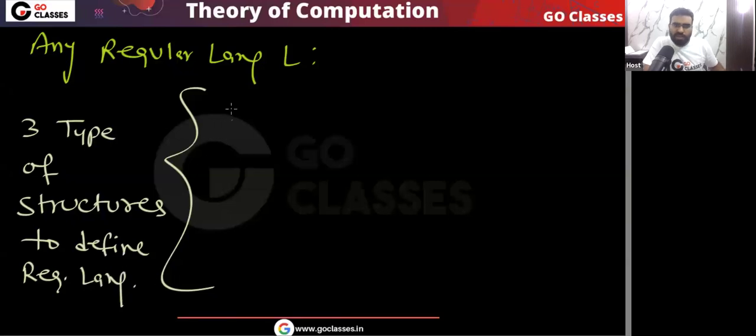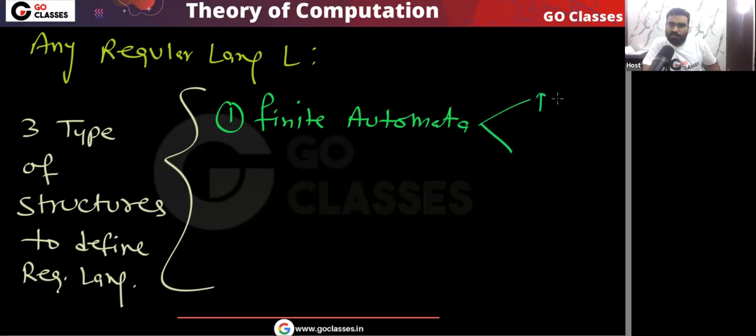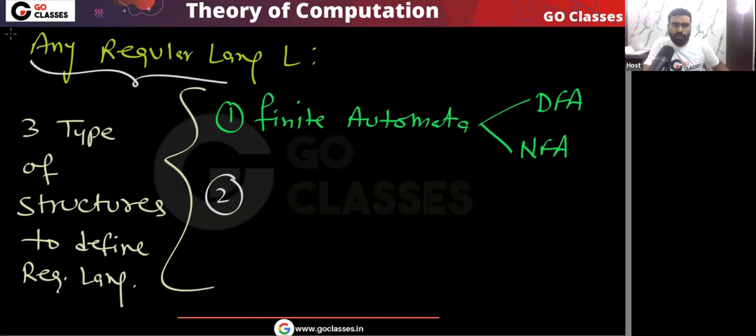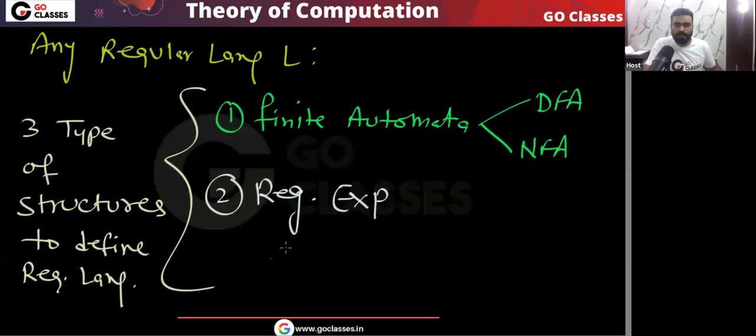What are those? We can create finite automata. Yes, correct. We can create either DFA or we can create NFA for regular language. For every regular language, you can create DFA. For every regular language, you can create NFA. The language of DFA is regular language. The language of NFA is regular language. Okay, or what I can do? For any regular language, I can create regular expression. Yes or no? I can create regular expression.